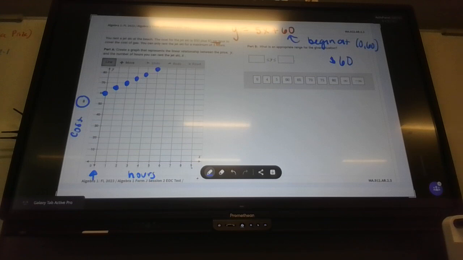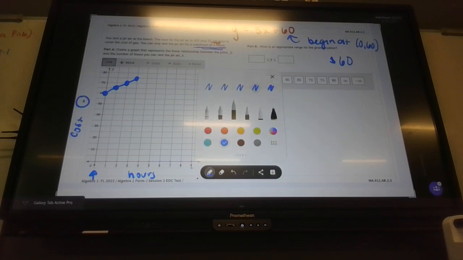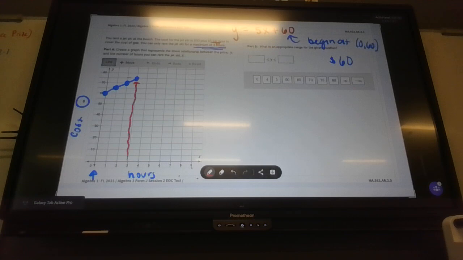No, it says that you're only allowed to get it for 3 hours. So I'm actually going to erase and make sure I only go through hour 3. The answer is 60 and 75. See, when I go to hour 3, I'm at $75. My last point is at 3, 75.